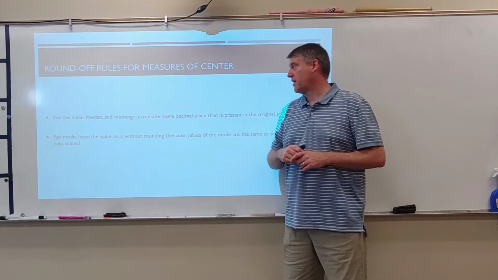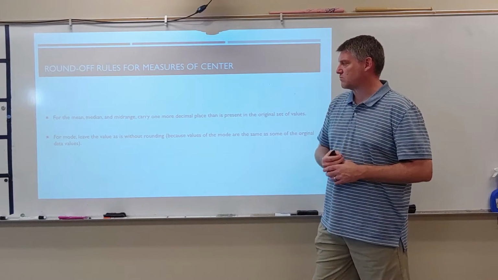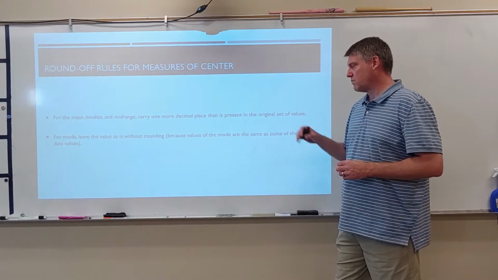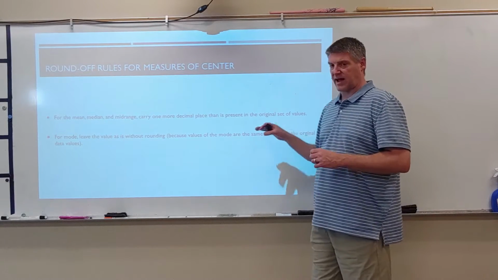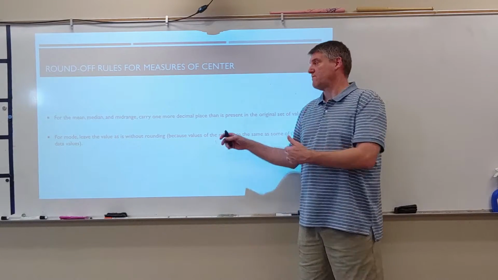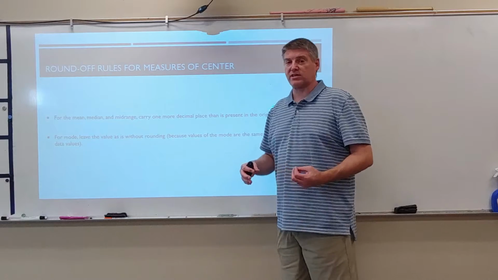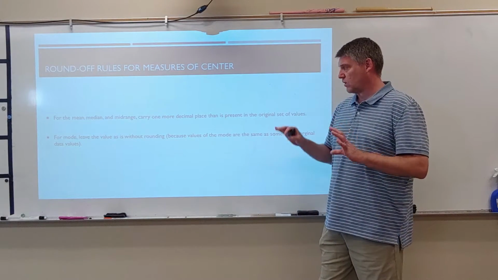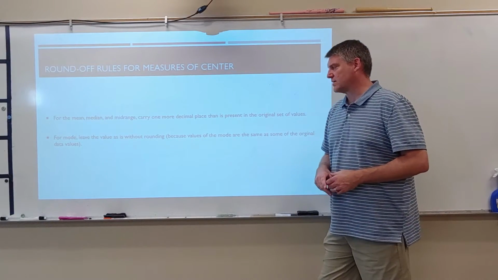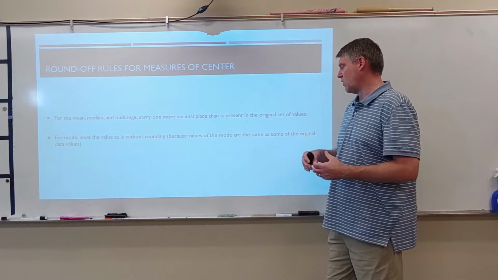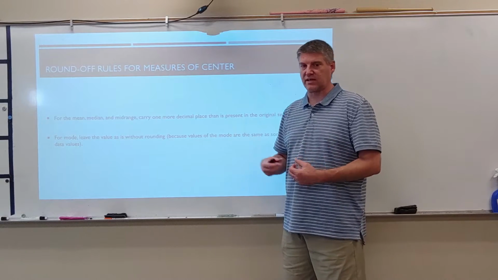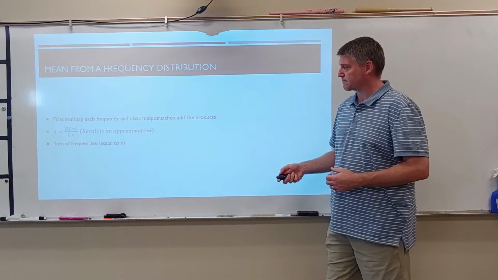Round-off rules for measures of center. You probably noticed that I might have had some rounding. For the mean, median, and mid-range, carry 1 more decimal place than is present in the original set of data. You notice my original data had 1 decimal place, so when I find my mean, median, and mid-range, I'm actually going to put 2. For the mode, leave the value as it is without rounding, because the mode is the same as some of the original data values. It's basically a rewrite of the original data values.